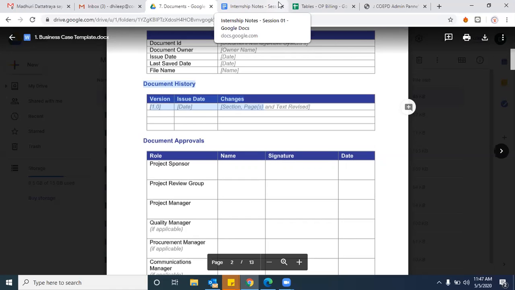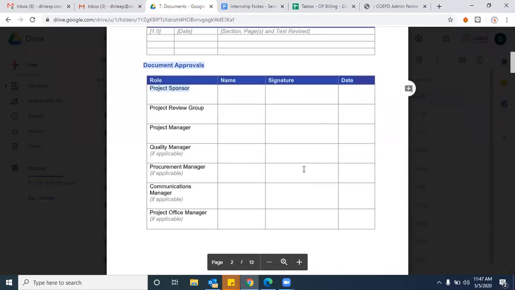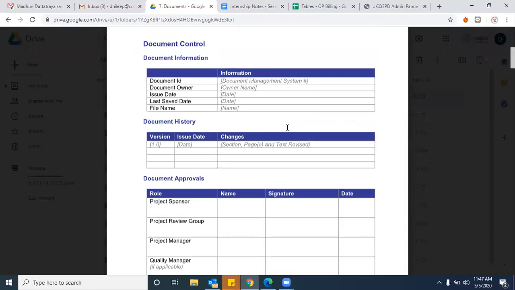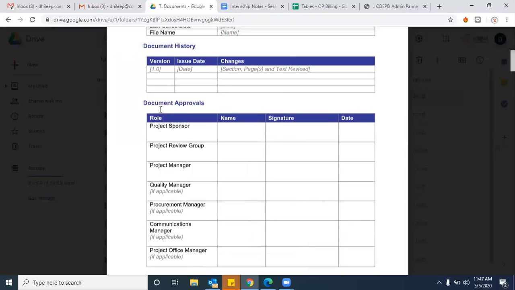Good. Okay, and the next part is the document approvals. This is common for a couple of documents, not for all the documents. If you are going to get approval on this document from a couple of people, here this document should be approved by the project sponsor and even the project review group. Here they mentioned which roles are going to approve this particular document. If in your company the CEO is going to approve your document, then you need to write the CEO and their name. When he approved, the digital signatures, which date he approved, everything should be documented. Make sure everything is documented.